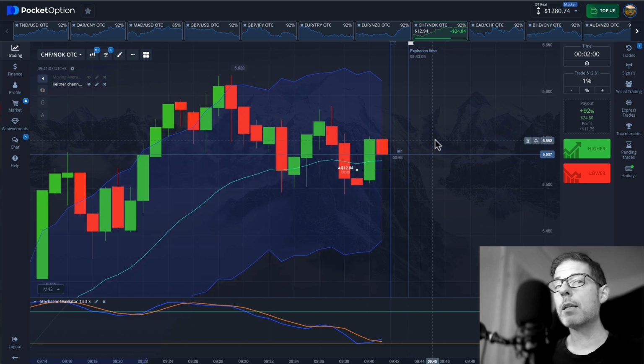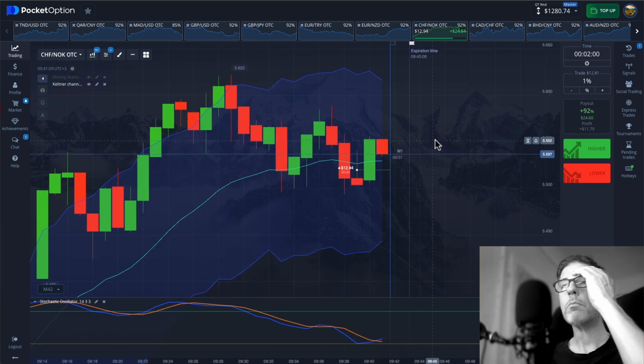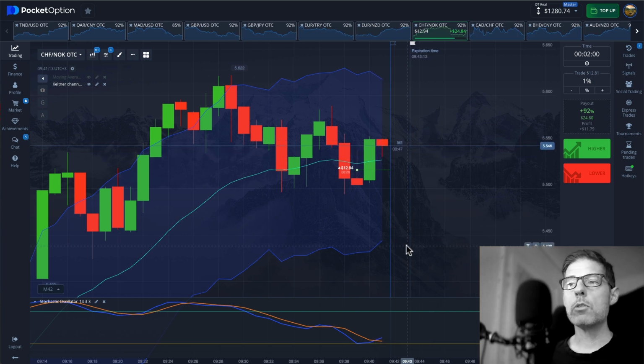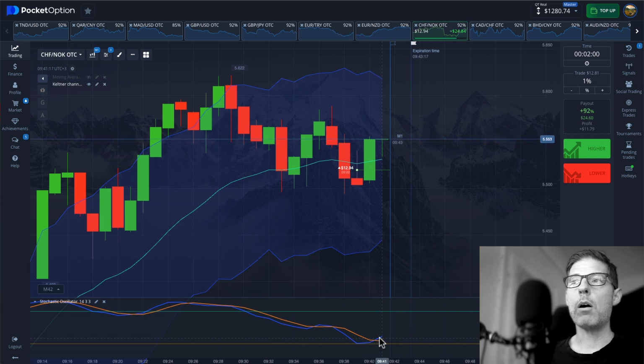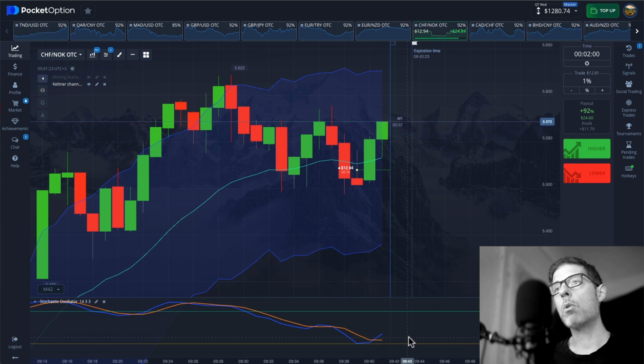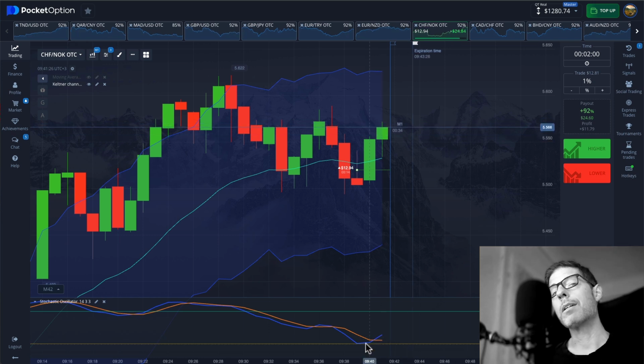Now we're still not in the clear, guys. We have 33 seconds to go. So, we're still going to wait this out. We could have a loss. But so far we've got the stochastic on our side. Now we've got that blue line that has already crossed over. The next step for the stochastic is for the blue line to cross over the orange. And that would mean that the price could come down.